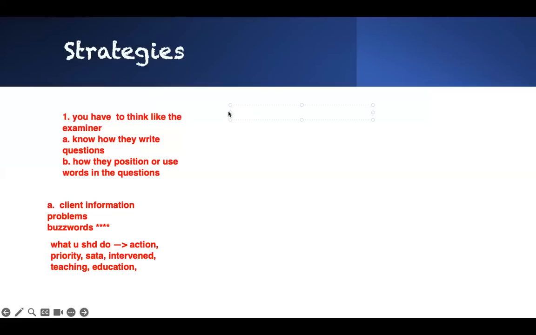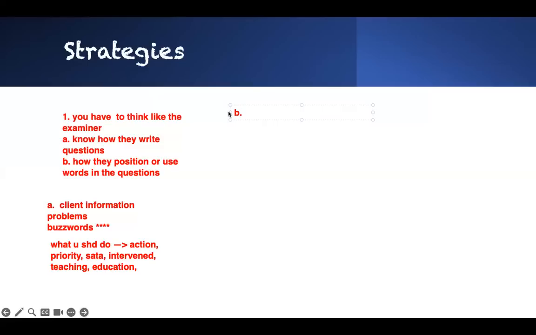That's the first one, okay? Thinking like the examiner. So this is the question. You are not even answering. You're breaking down the question. I'm going to take my time and show you all the detail. Then B, after you know how they write the question, you have to go and get it. So how do they position or use the words in the sentence? You have to go get them, right?